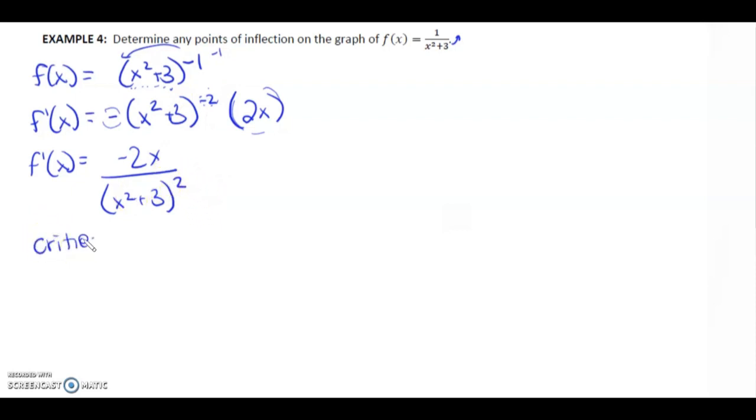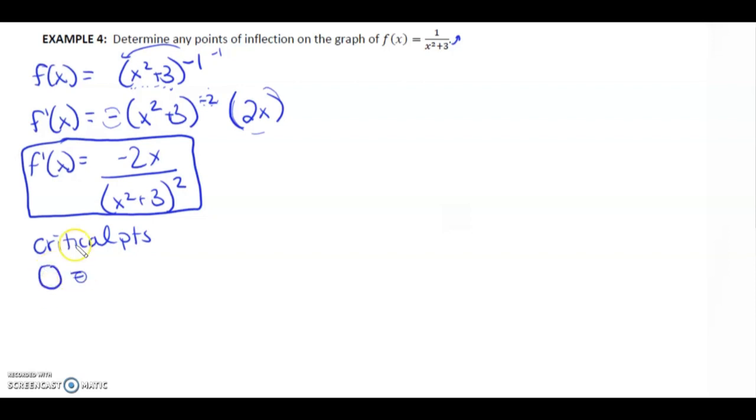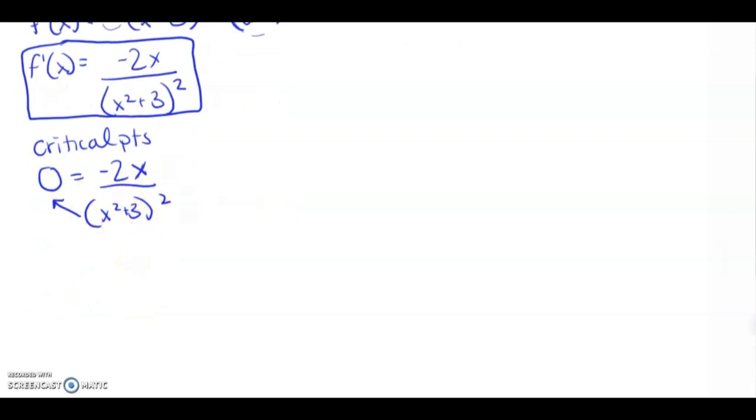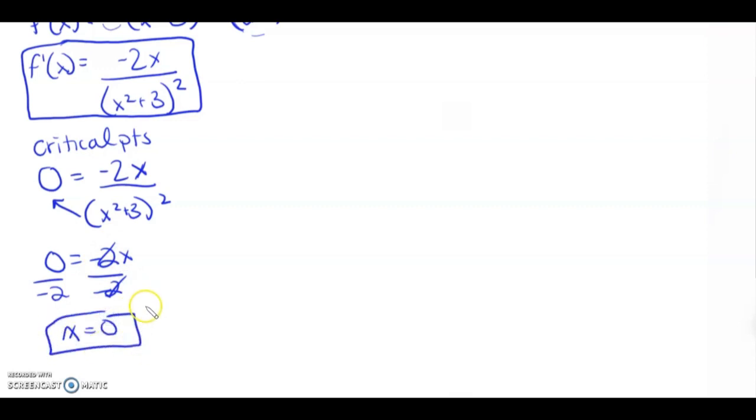And now we can find the critical points. Okay, so this is f prime of x. To find the critical points, you put 0 into f prime of x. And we get 0 equals negative 2x over x squared plus 3 squared. So if we were to cross multiply up, that denominator goes to 0. So now we have 0 equals negative 2x. And if you really need to do the math behind it, divide both sides by negative 2, and we get x equals 0. Okay, so that's going to be the critical point.